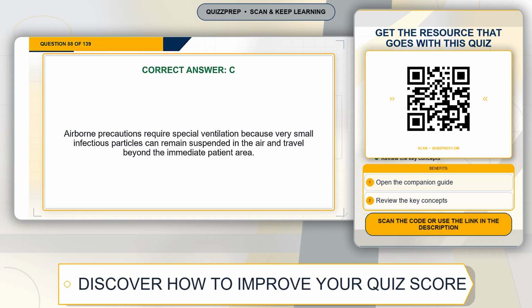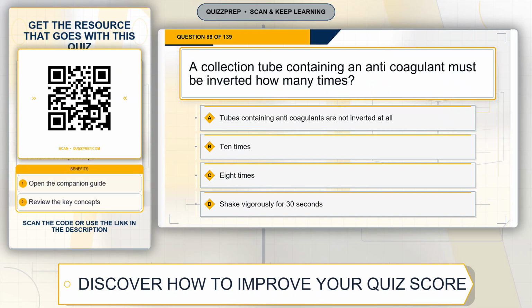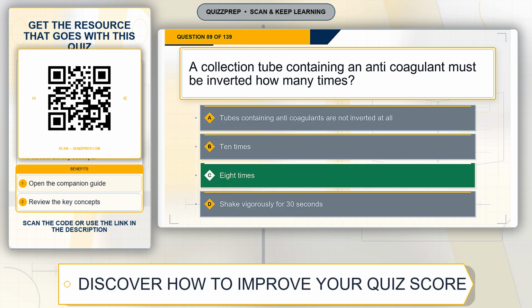Explanation. Airborne precautions require special ventilation because very small infectious particles can remain suspended in the air and travel beyond the immediate patient area. Question 89. A collection tube containing an anticoagulant must be inverted how many times? Option A, tubes containing anticoagulants are not inverted at all. Option B, 10 times. Option C, 8 times. Option D, shake vigorously for 30 seconds. The correct answer is option C, 8 times.